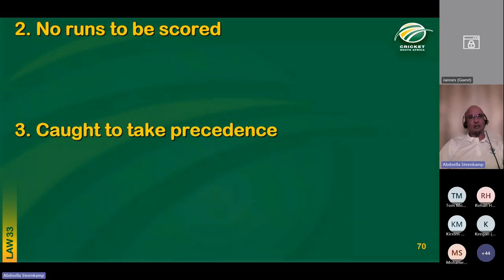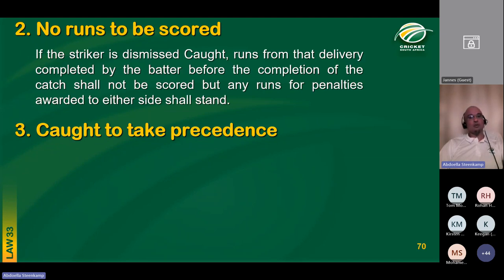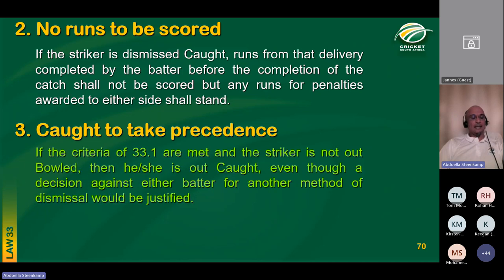Just want to highlight 2 things from that video. So a catch can be taken if it ricochets off the helmet. Also, a catch can be taken if it lodges in the helmet, if it lodges in the grill. No runs to be scored if a batter is dismissed caught, and caught takes precedence. Caught takes priority over any other dismissal, except bowled.